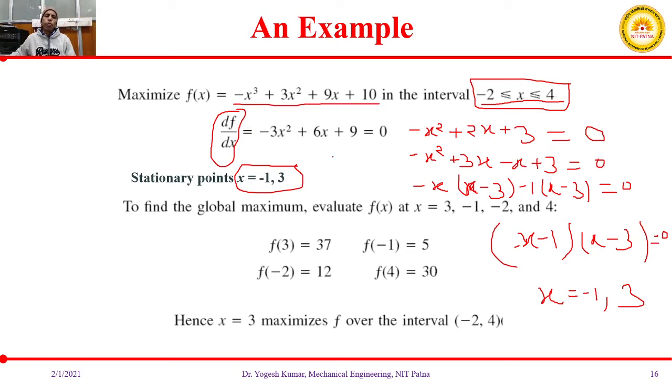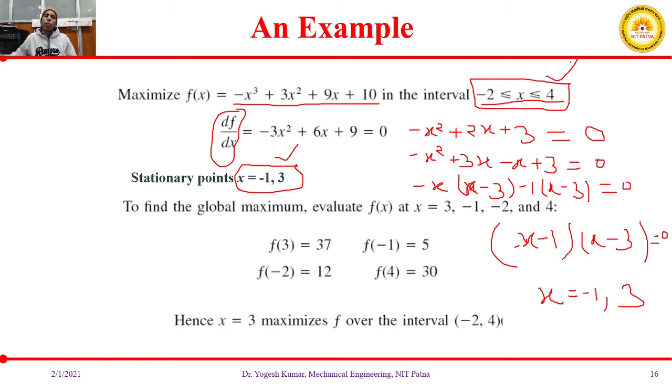So what is the next step? What are we supposed to do? We have calculated the stationary points, and we are supposed to identify those stationary points which are lying in the range minus 2 to 4.